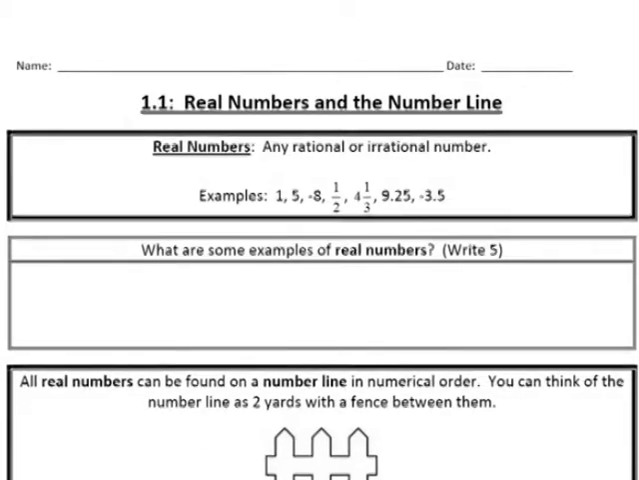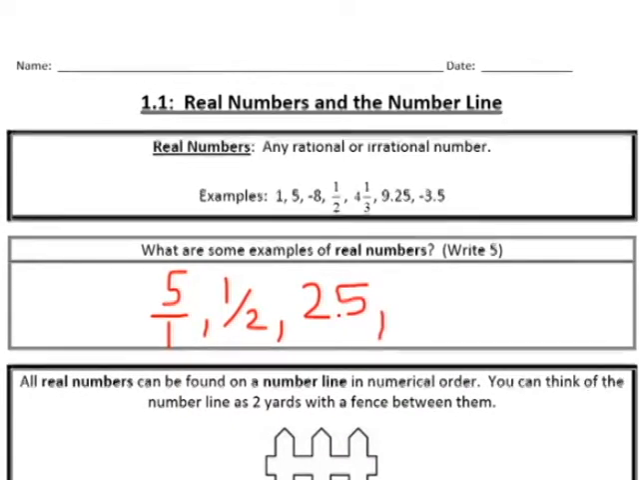To understand real numbers and the number line, you need to understand two types of real numbers: rational numbers and irrational numbers. Rational numbers are numbers that can be written as a fraction. We have up there as an example 5. 5 can be written as a fraction because it's 5 over 1. 1/2 is a fraction. Decimals that end, such as 2.5, are also fractions. Technically, it's a rational number.